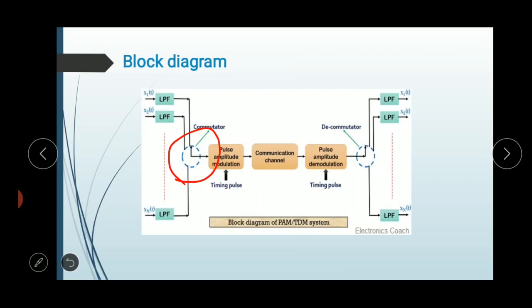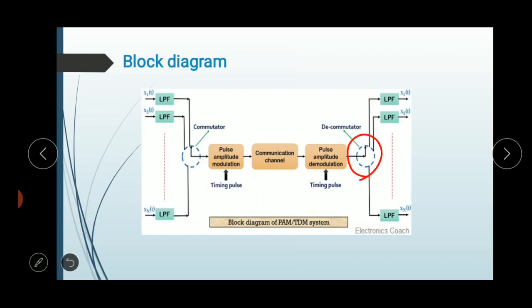After that, modulation is done and the signal is transmitted. Here at this section, modulation is done, and we are using pulse amplitude modulation. After that, the signal is transmitted through the communication channel. At the receiving end, a decommutator is placed. This one is the decommutator.